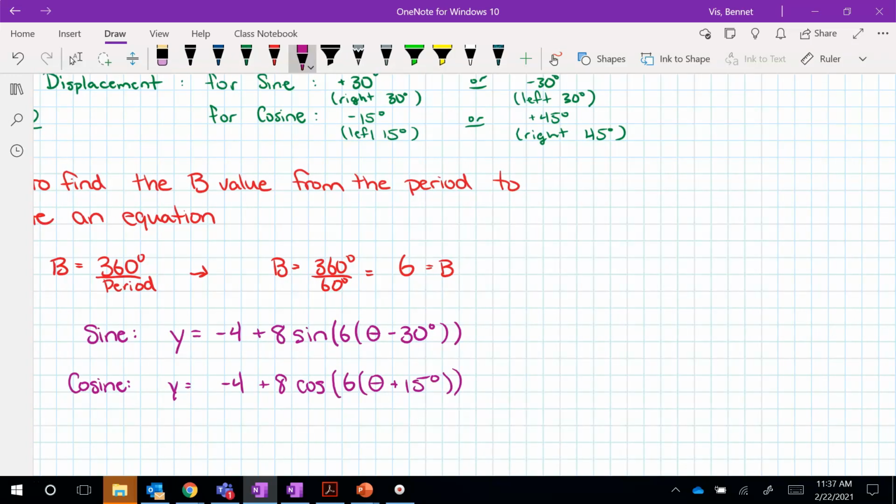Note, I could have used other phase displacements. I could have done minus -30 or plus 30 for sine, which would have given you the exact same equation. Could have done minus 45 here instead of plus 15, which would have given me the exact same equation. There isn't a right or wrong answer for that. There's just an infinite number of right answers. There's also an infinite number of wrong answers, like it has to be in these multiples, 60 degrees apart from each other. But those are just my two possibilities here.